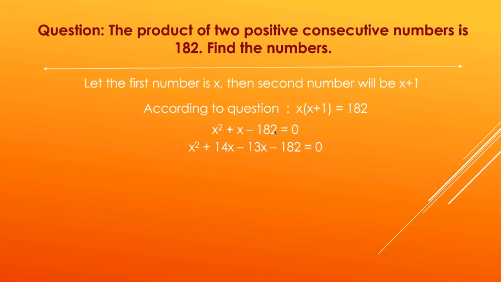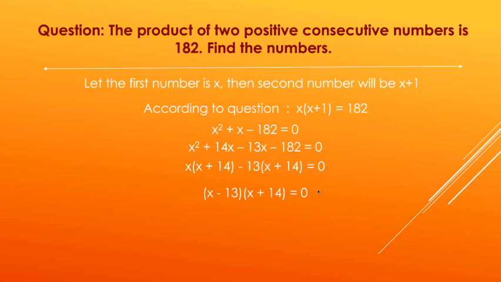To solve this equation, we will do the midterm breaking. 14 times 13 is 182, and the difference of 14 and 13 is 1. So the factorization will be x square plus 14x minus 13x minus 182 is equal to 0. We take x common, so x plus 14 is in the bracket, and 13 is common in these two values, so minus 13 is here, and x plus 14 in the bracket. x plus 14 is common, and x minus 13 will be written here.